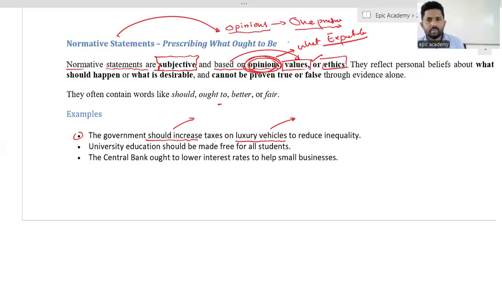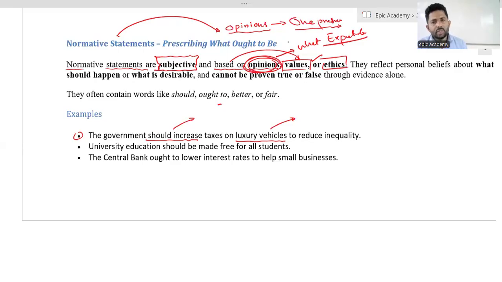about what should happen, okay, what should happen, or what is desirable, and what they are thinking about and what they are expecting, and it cannot be proved true or false through evidence. So we already discussed that with the positive statement, you can prove it, you can test it, you can check it by using real world evidence. But unfortunately, with a normative statement, you cannot do it.